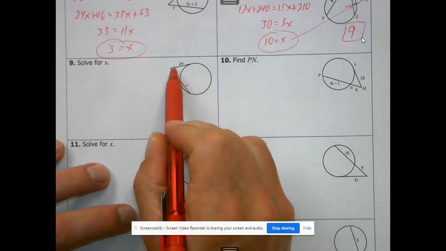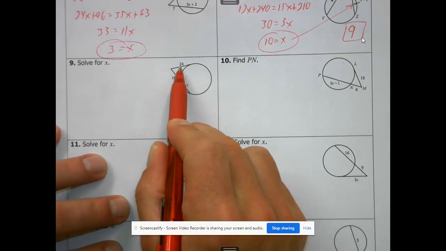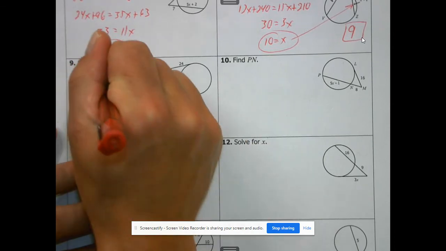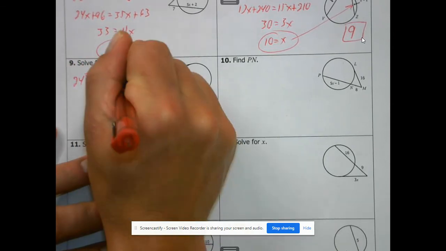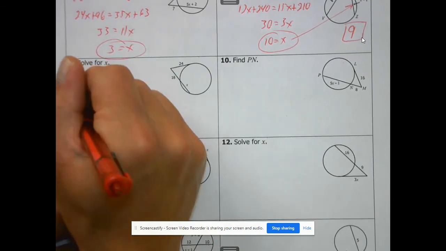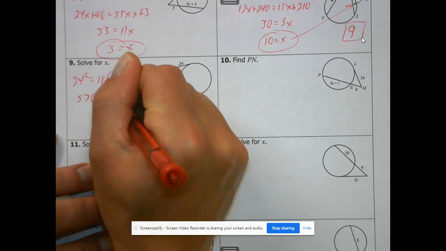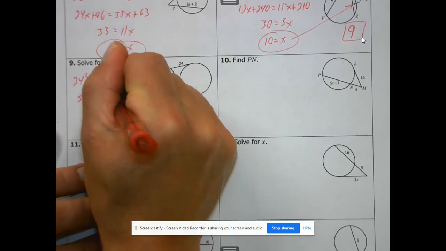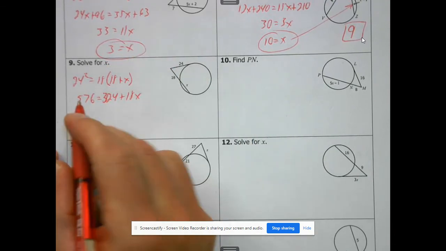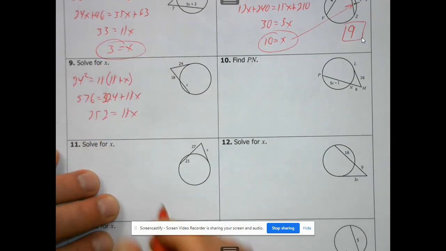You have a tangent line and then a secant line. So tangents, remember, we just square this number. So 24 squared equals 18 times 18 plus x. Distribute the right side. Left side is 576. 18 squared is 324 plus 18x. Subtract 324, it's 252. Divide by 18, x is 14.